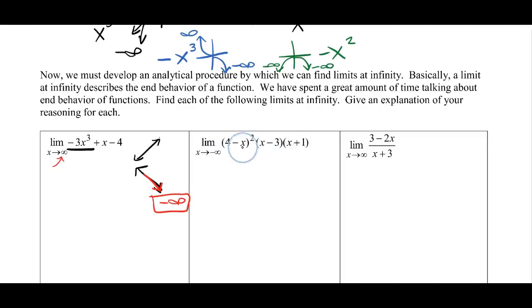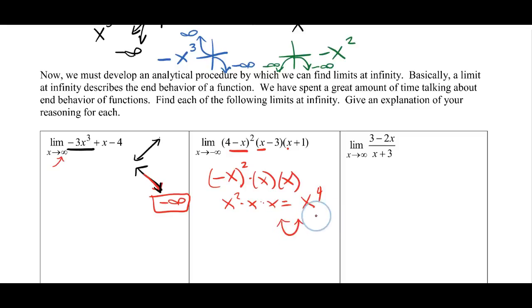This function, to find what this would be, I'd start with my negative here. I've got negative x squared times x times x. That would be a negative x squared, and x squared times x would be x to the fourth. This is an even power, so it goes up both sides. And it's positive, so it stays up. Nothing flips. So if I were finding as x approaches negative infinity, I would read this to the left, and I'd go, oh, it's going to approach positive infinity.